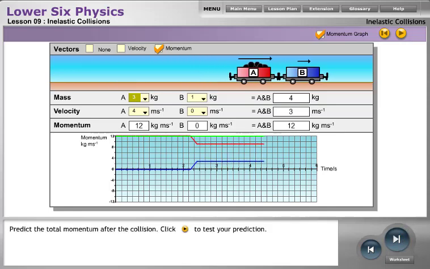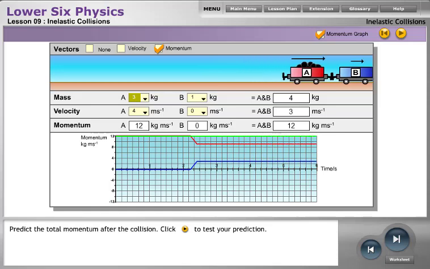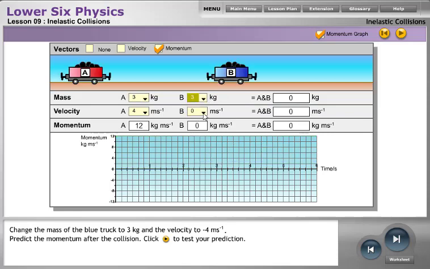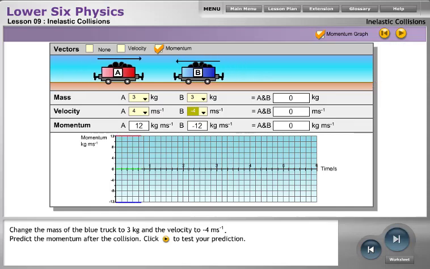Predict the total momentum after the collision. Click Start to test your prediction. Change the mass of the blue truck to 3 kg and the velocity to -4 meters per second. Predict the momentum after the collision. Click Start to test your prediction.